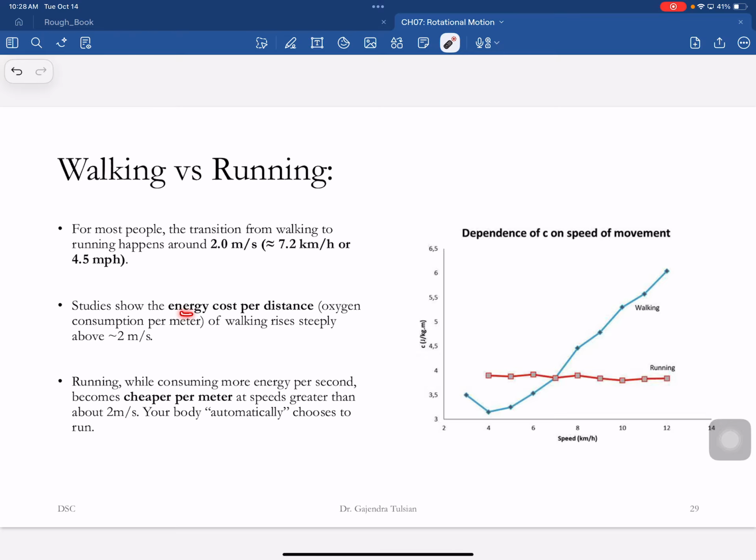Studies show that energy cost per distance, that's how you calculate it, how much energy you're spending to go a mile, oxygen consumption per meter, that's how they measure it, of walking rises steeply above 2 meters per second. So walking, you're spending much more energy above 2 meters per second.